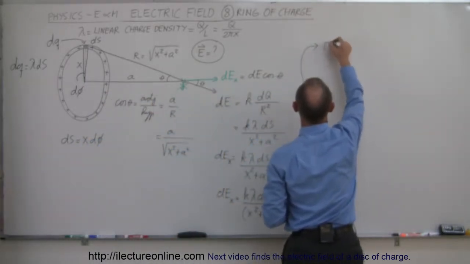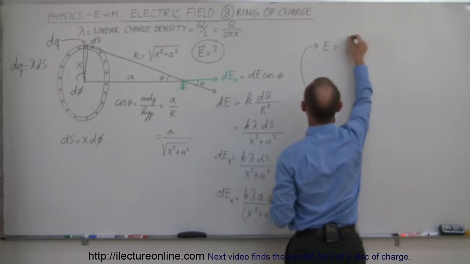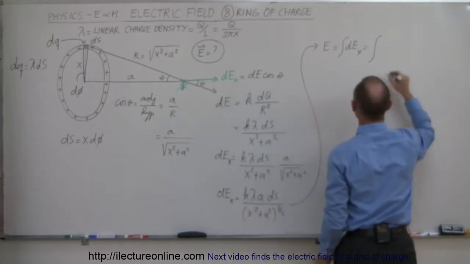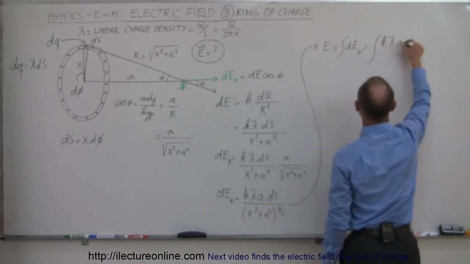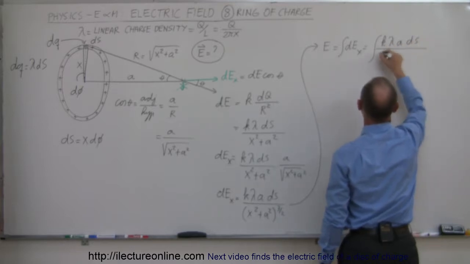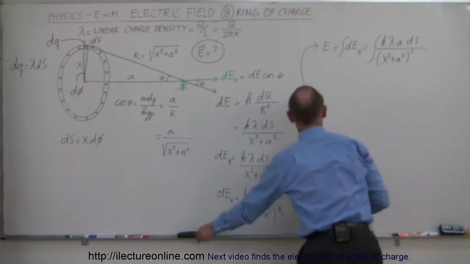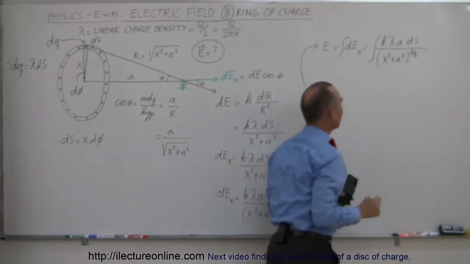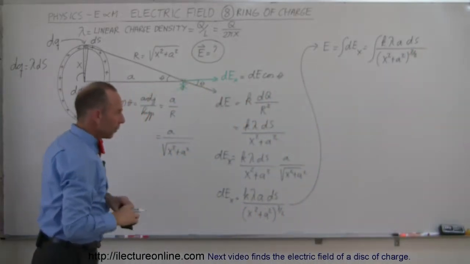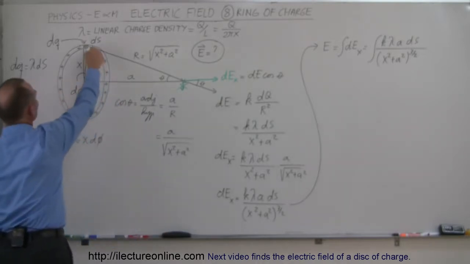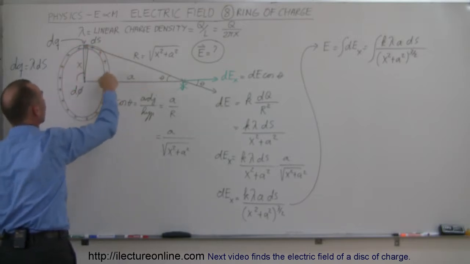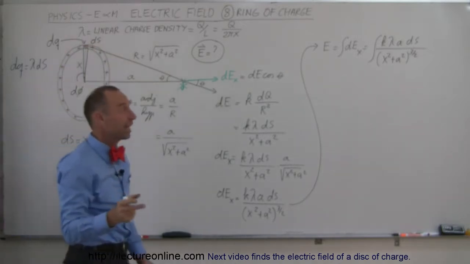So we can say that E in the x direction, which is the total E, is equal to the sum of all the little dEx's, which is equal to the sum of all the k lambda a ds divided by x squared plus a squared to the 3/2 power. Now, what are we integrating? Well, we're integrating all the way around the circle. I sum all the ds up. So what is the integral of ds all the way around the circle? Well, it's simply the circumference of the circle. So we can actually make this pretty simple.